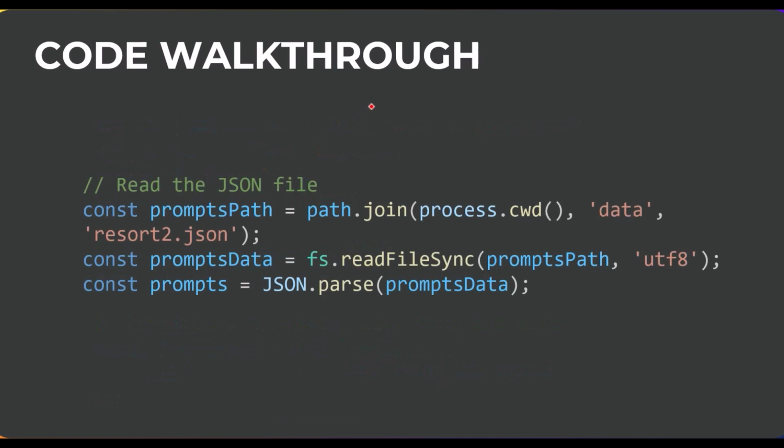Next we have getting the prompts. To send the prompts to Replicate, we have a subfolder called data, and in that subfolder, I have my resort2.json. So this is where all of my prompts are.